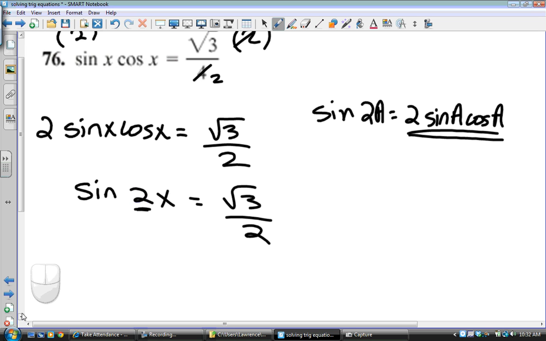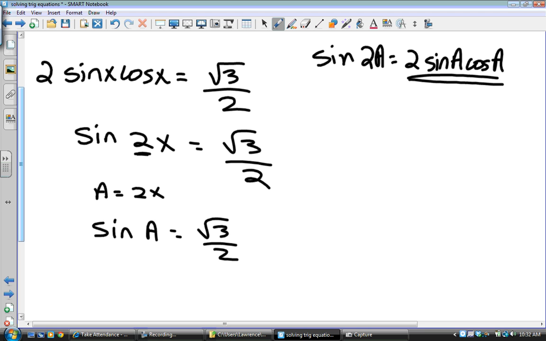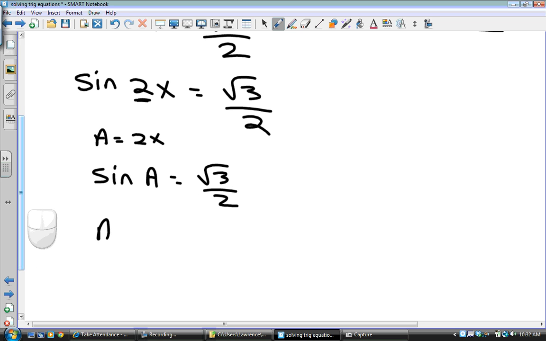Now, so we're going to do the A thing. We're going to let A equal 2x. All right. So sine A equals square root of 3 over 2. So where is sine square root of 3 over 2 at? Pi over 3 and 2 pi over 3. Is that right? All right.